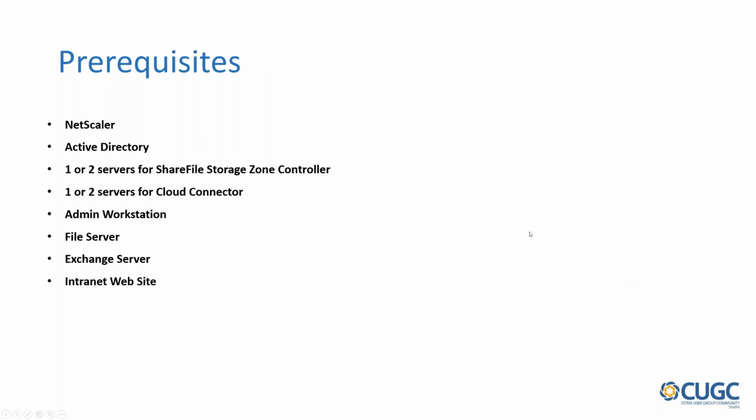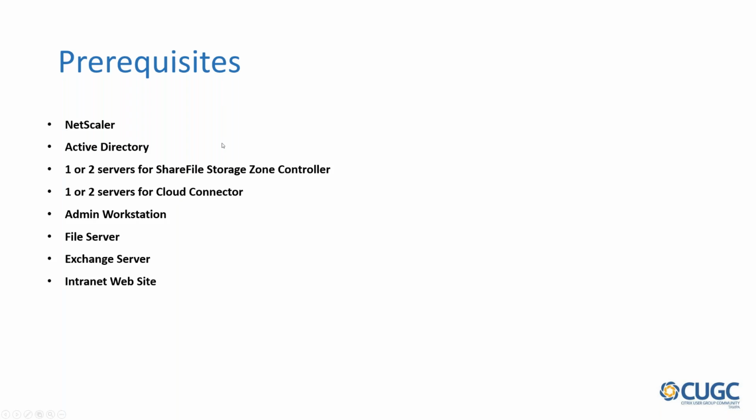So the prerequisites on the customer side are the following. A NetScaler. As I told you, it will depend on whether the customer wants a micro VPN or not. An Active Directory, in fact 1 or 2 servers for the ShareFile storage and controller, 1 or 2 servers for the Cloud Connector, an administration workstation, 1 or more, a file server, an Exchange server, and an internet website, so a web server.